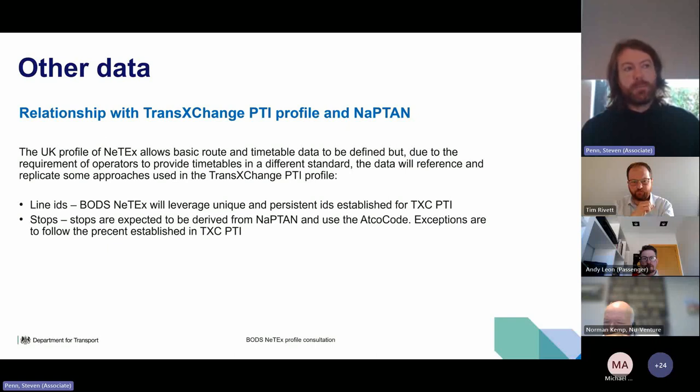And the same goes for stops. We're expecting stops that are declared in a NeTEx file to be from NAPTAN and use the ATCO code. However, we recognize that there are obviously exceptions to this, and the PTI profile has established a precedent, which I put as precent, which is obviously not useful. I'll change that typo later. We're going to follow the precedent that's already established in the TransExchange PTI profile for stops that aren't in NAPTAN, which does allow non-NAPTAN points to be created, with an expectation that they're not going to be there for very long.